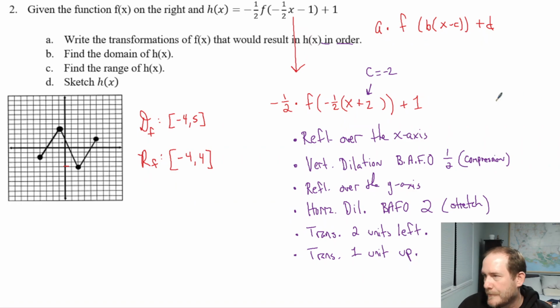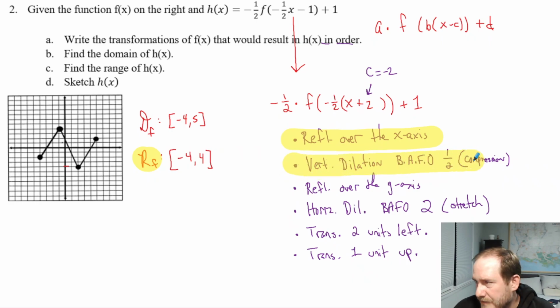Well, now you just apply all these transformations here. So this is where whether it's vertical or horizontal matters quite a lot. So let's highlight all the things that are whatever. If I reflect over the x-axis, then that's going to change y values. So that's a range thing. So what else affects range? Anything vertical. So a vertical dilation is going to change range values.